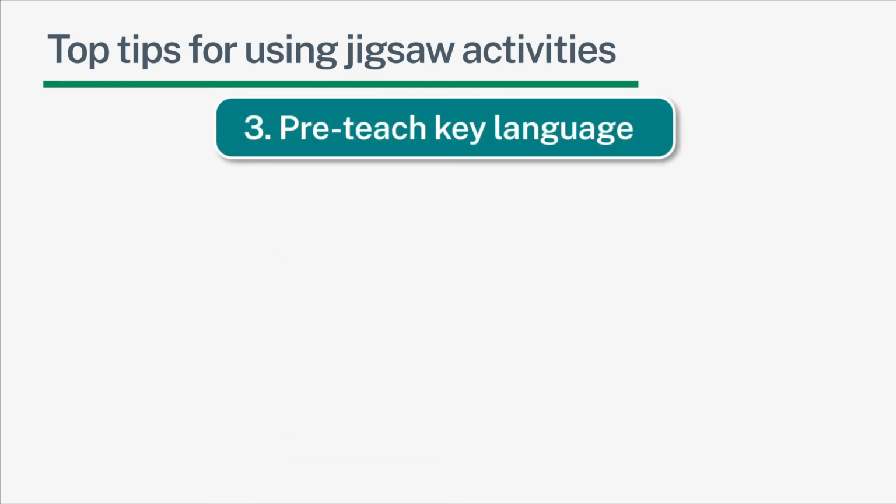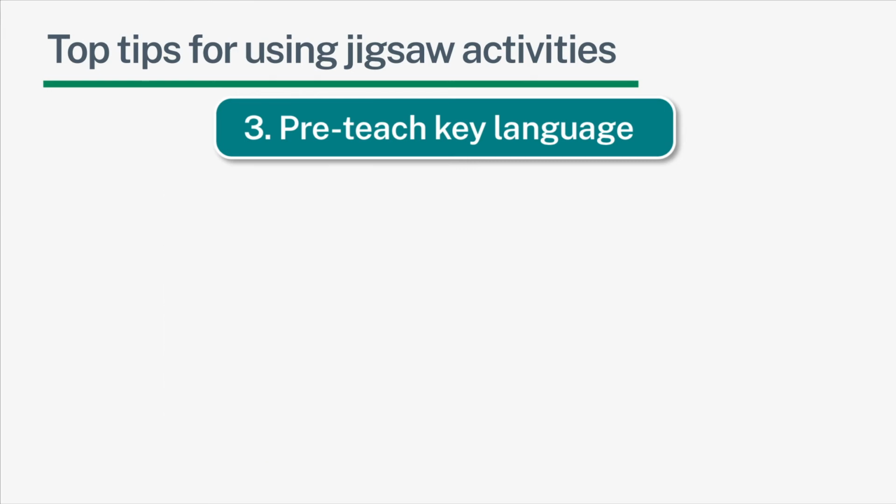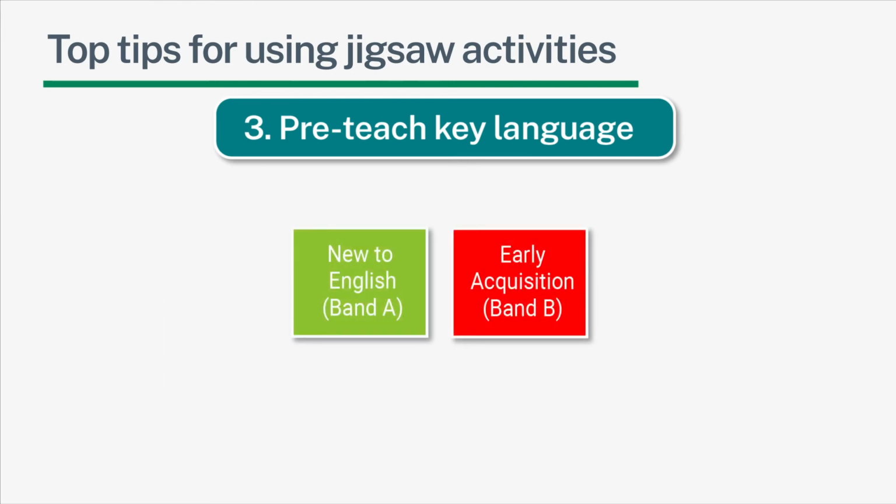3. You can also pre-teach and/or check understanding of key language that will come up in the reading or audio texts by giving learners a list of key phrases to translate before the lesson. This is particularly useful for learners at bands A and B.